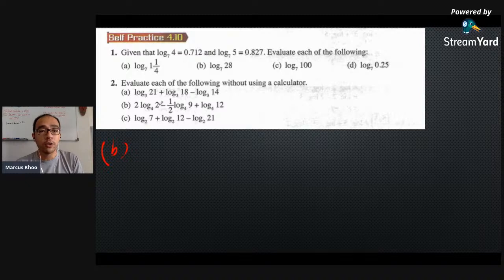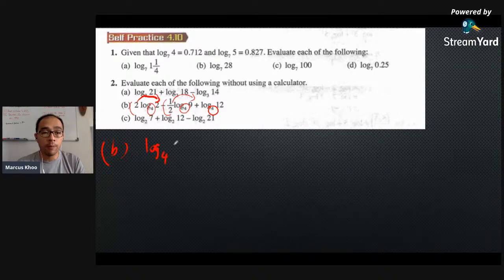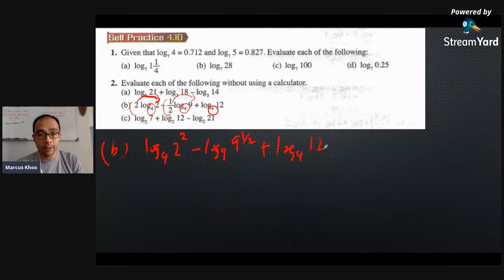Okay, log 4 2 minus half log 4 9 plus log 4 12. So the first thing you need to notice is that everything is log 4. Then we can use the log laws. Since there's a number in front here, it makes sense to bring the number up. So you get log 4 2 to the power of 2 minus log 4 9 to the power of half plus log 4 12.